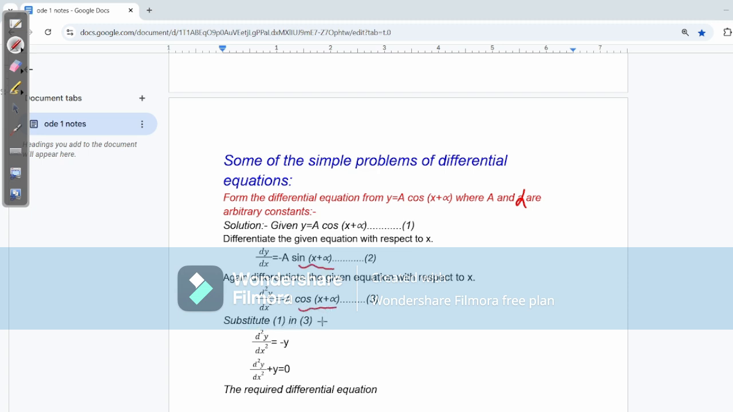Okay, substitute 1 in 3. We have d²y/dx². This is the value of y, so put y here, so minus y. Okay, d²y/dx² + y = 0. The required differential equation is what we have.